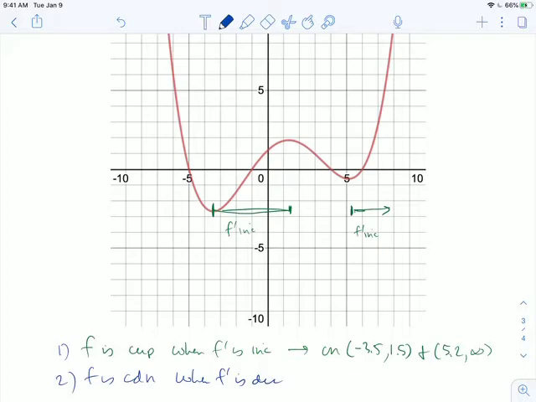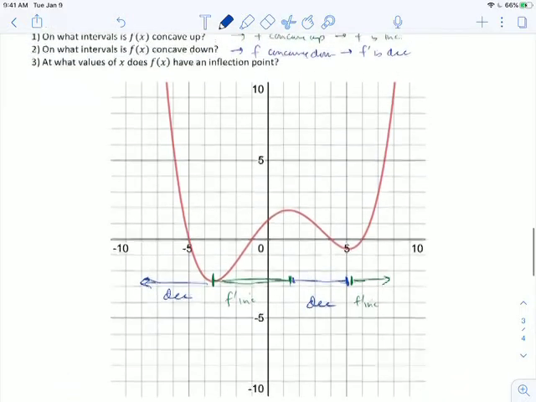So let's think about that. That's going to be this interval and this interval right here. And so that's going to be on roughly -infinity to -3.5 and approximately 1.5 to maybe about 5.2.